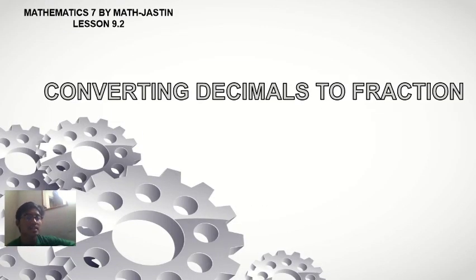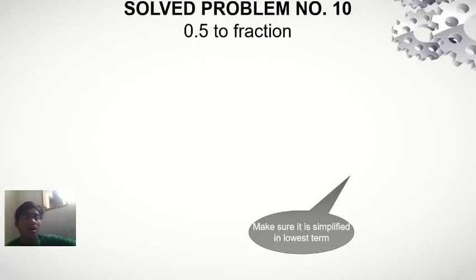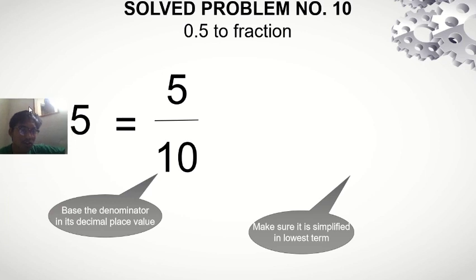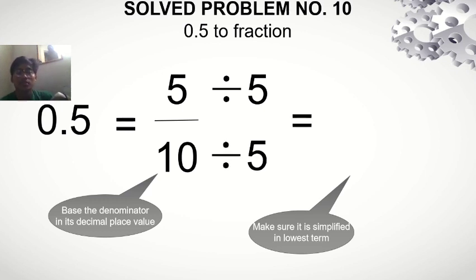Next, we're done with the operations. Let's convert decimal to fraction, and fraction to decimal, vice versa. Now, we have 0.5 over 10. You need to be sure that the denominator is based on its place value. This is in the tenths place value, so we have 10. However, it is not yet simplified. If you still remember the lowest term, you're going to simplify this to lowest term. So we divide it by its GCF, which is 5.